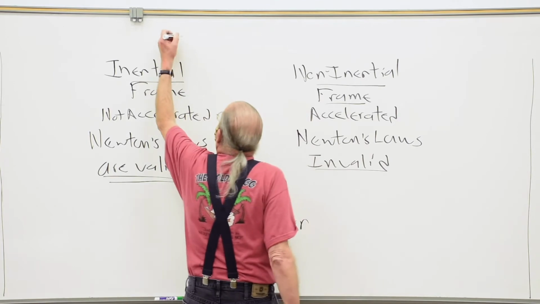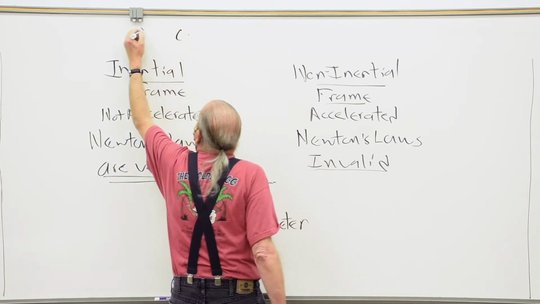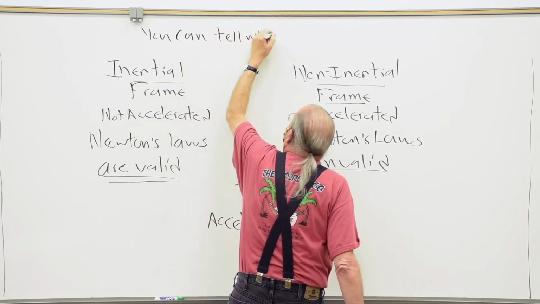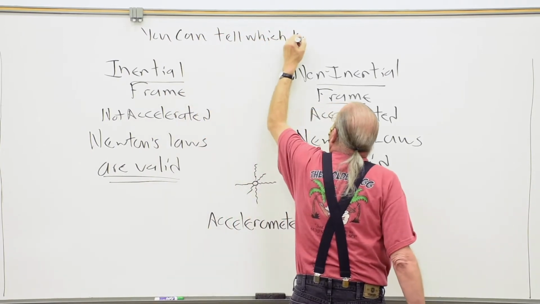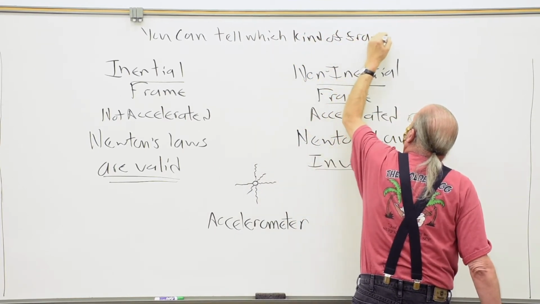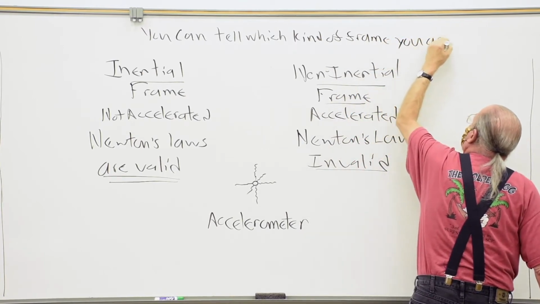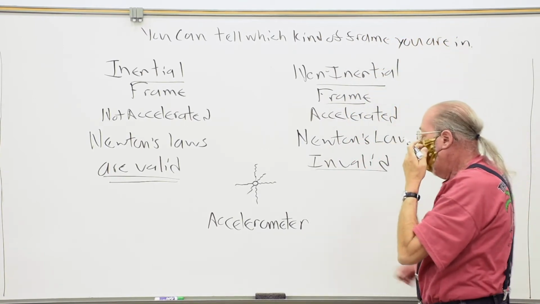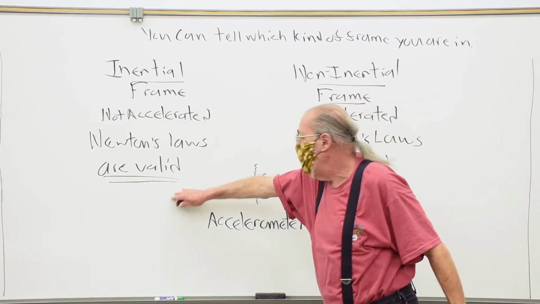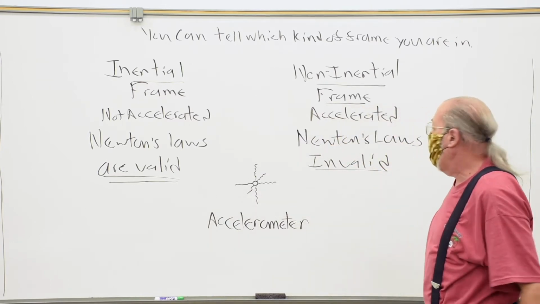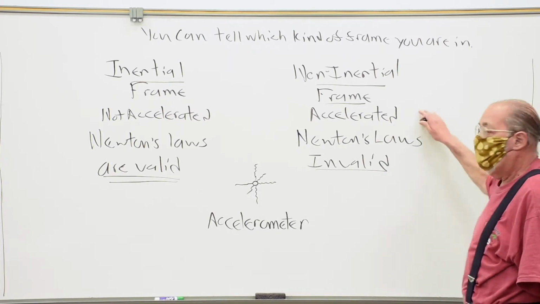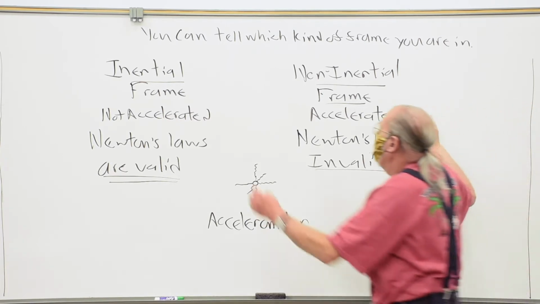So we can say you can tell which kind of frame you are in. You measure your acceleration. If it's 0, you're in an inertial frame. If it's non-zero, you're in a non-inertial frame. And the larger the acceleration, the more non-inertial it is.